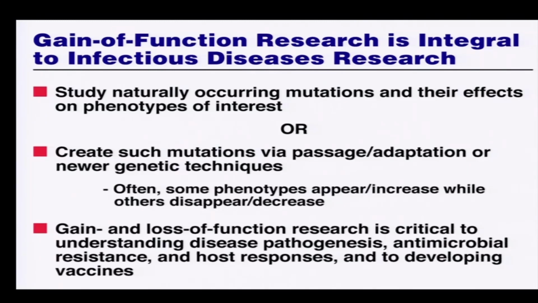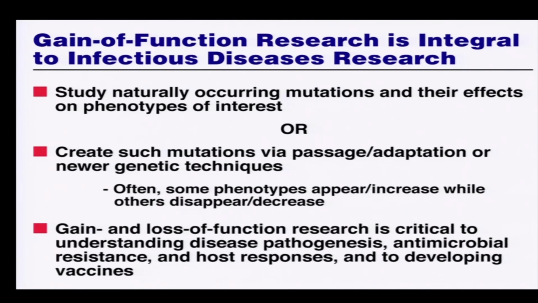Gain of function occurs naturally, and investigators study these effects on the phenotypes of interest. Does this mutation make something more transmissible, more pathogenic, or adapt to host better? Or, what historically investigators have done is to actually create gain of function by making mutations, passage adaptation, or other newer genetic techniques such as reverse genetics and genetic reassortment.